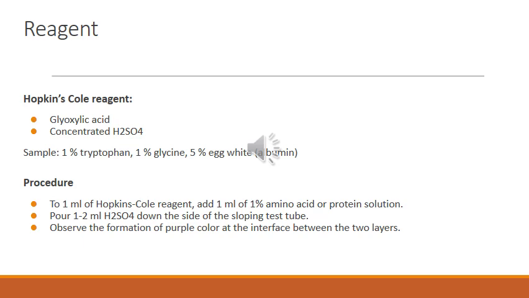Carry the test tube in a sloping position and add 1 to 2 ml of sulfuric acid down the sides. So you should carry the test tube in a sloping position and put the sulfuric acid on the sides of the test tube, not on the liquid directly, but on the side of a sloping test tube. And then you will observe the formation of a purple color pigment at the interface between the two layers.